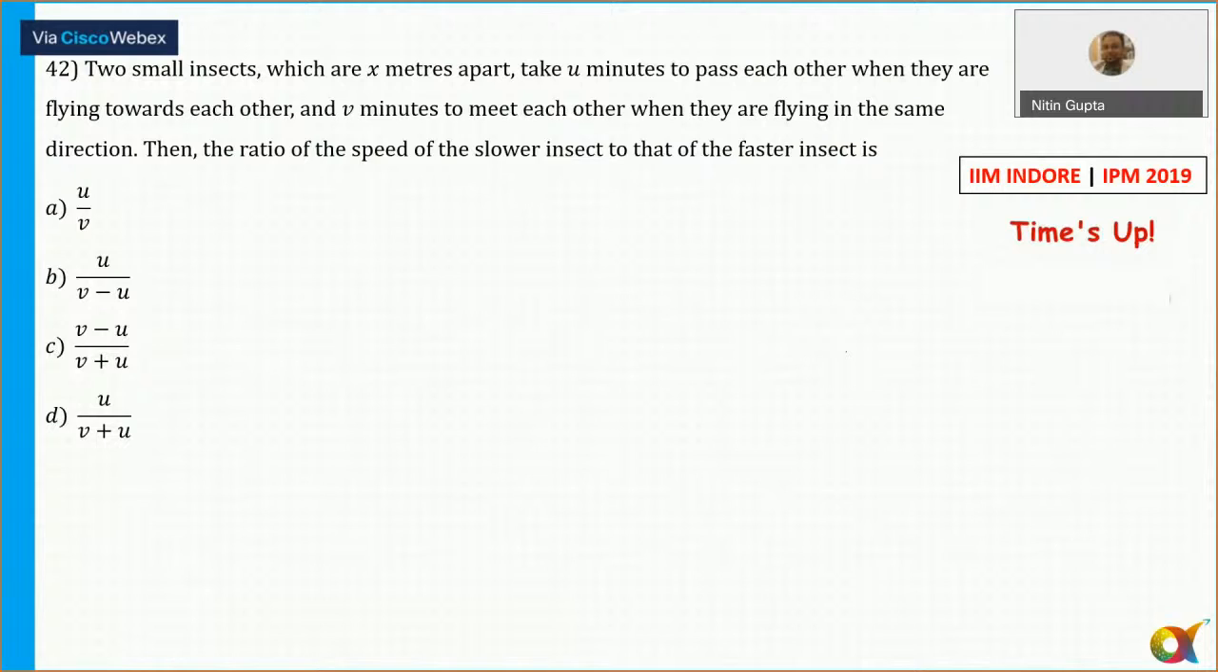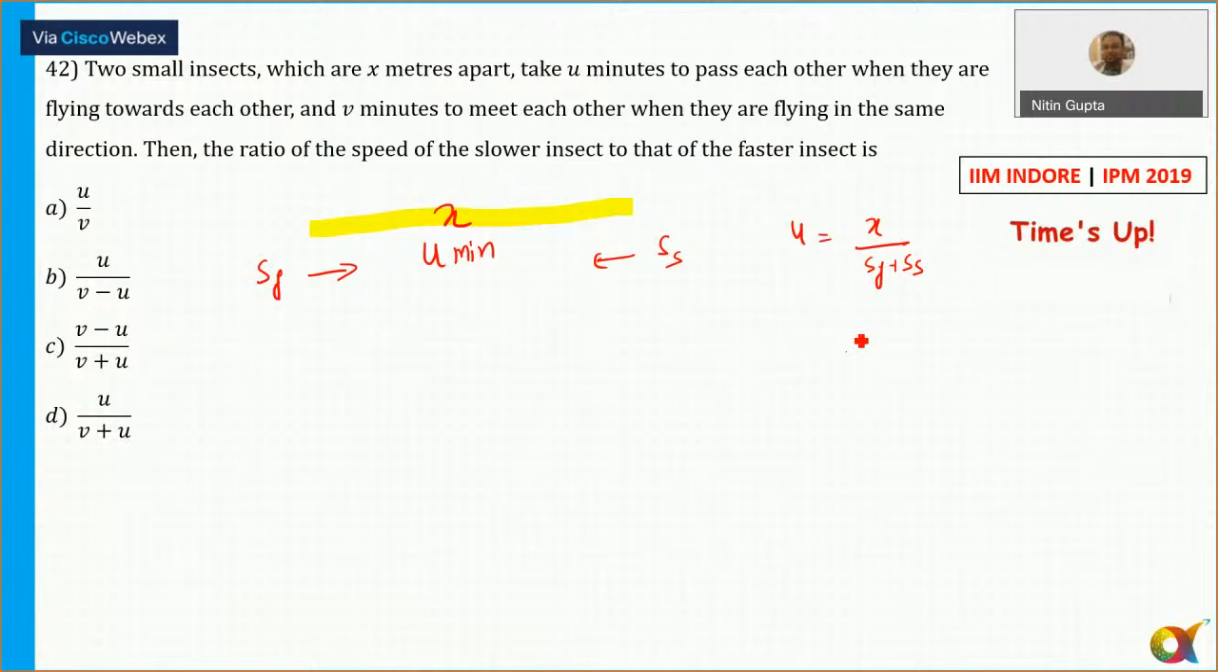Let's see here. There are two small insects. Initially the distance between these two is x meters. They take u minutes to pass each other if they are flying towards each other. Let's say the speed of the fast insect is SF and the speed of the slower insect is SS. Time is equal to u minutes, which is equal to distance x upon relative speed, that is speed of faster plus speed of slower, as they are traveling in opposite directions.